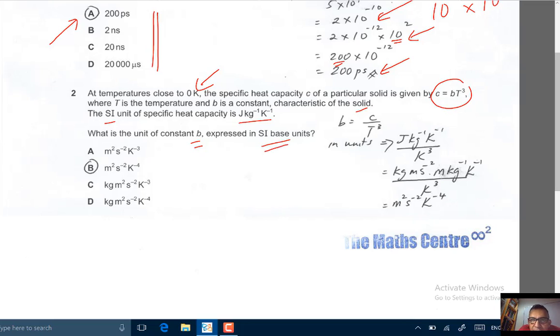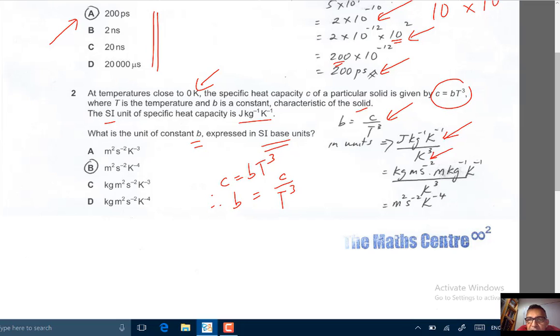Okay, let's start. We have C equals BT cubed. Therefore, making B the subject, we will have B equals C over T cubed. That's what we have here. And we know the units of C, they've given it to us, joule per kilogram per Kelvin. That's what you see here in the numerator. And T is the temperature, and temperature is measured in Kelvin. So for T cubed, the units will be Kelvin cubed, K cubed.